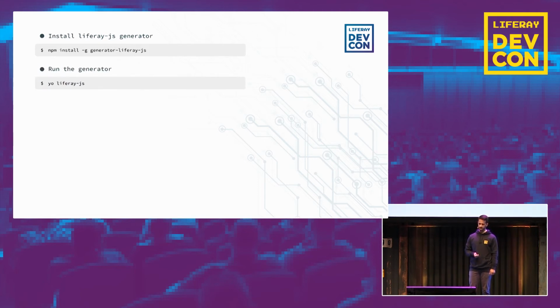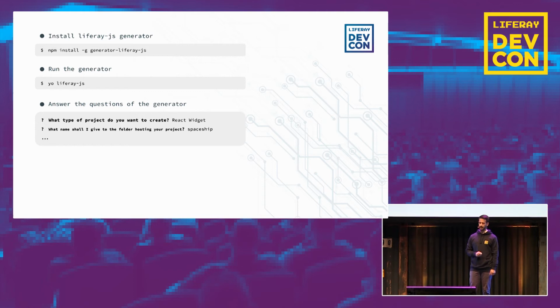Then we run it, and we'll be prompted with some questions like, what type of project do we want to create? We select React widget, in this case. We also provide the name and description for our project. And we also need to choose if we want support for localization and configuration. Spoiler alert, we do. So once the project is created, we will have a build and deploy task ready to be used.